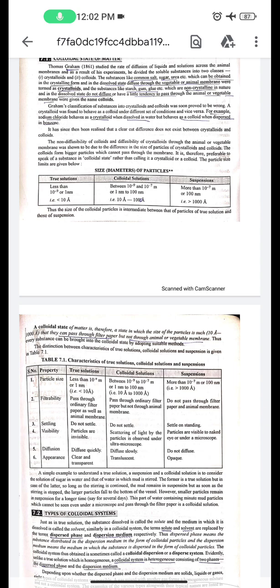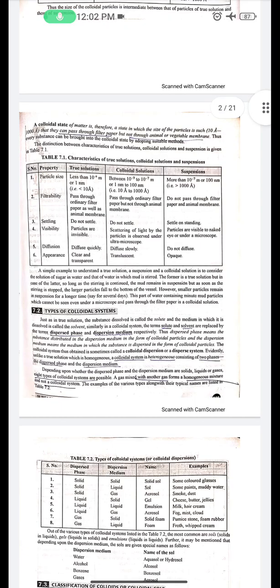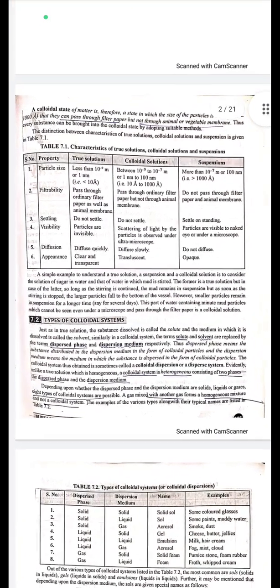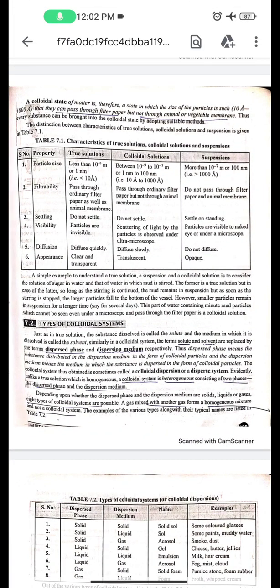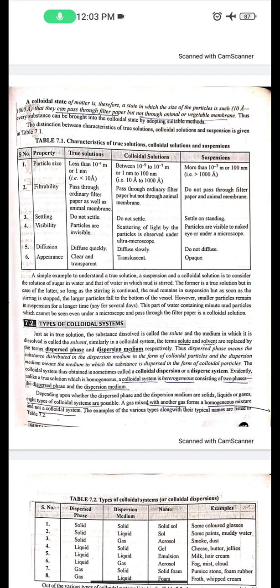Thus, the size of the colloidal particles is intermediate between that of particles of true solution and those of suspension. A colloidal state of matter is therefore a state in which the size of the particle is such that it can pass through filter paper but not through animal or vegetable membrane. Thus, every substance can be brought into colloidal state by adopting suitable methods. The distinction between characteristics of true solution, colloidal solution, and suspension is given in Table 7.1.